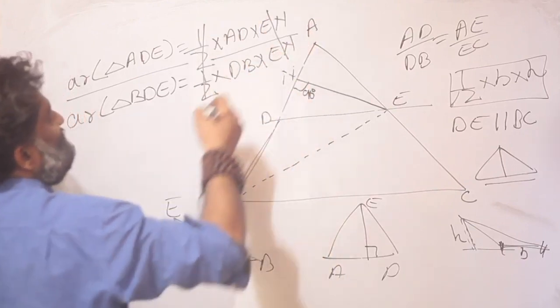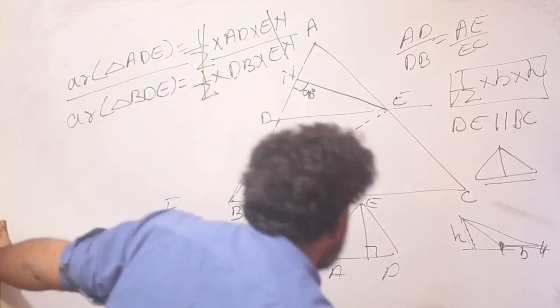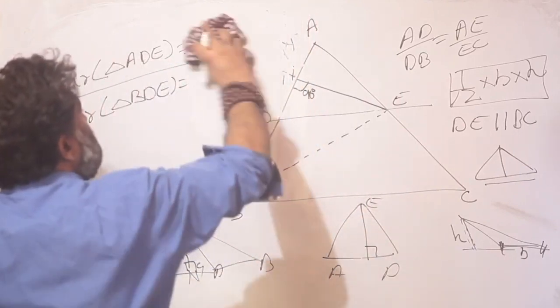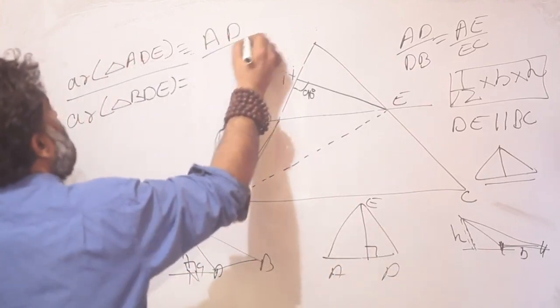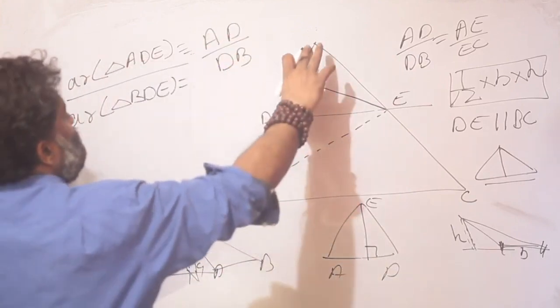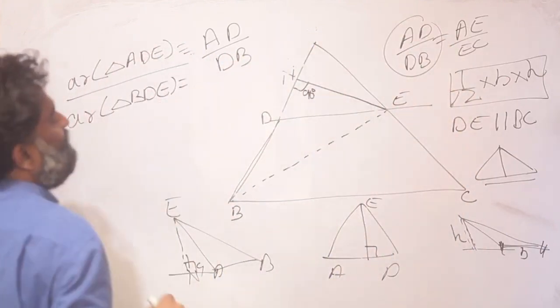This EN is also getting cancelled. So I'm left with AD upon DB. So once again, let me just stay with the final result and you can write it down for yourself somewhere. AD upon DB. So AD upon DB. So I'm heading somewhere here. I have maybe halfway through.